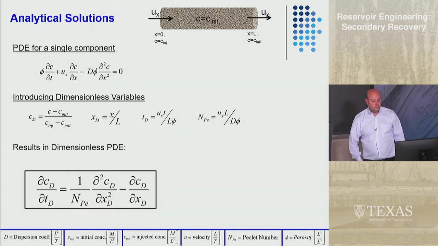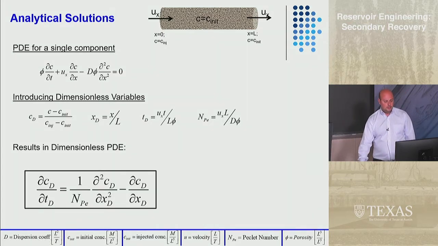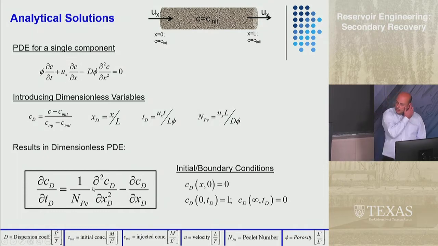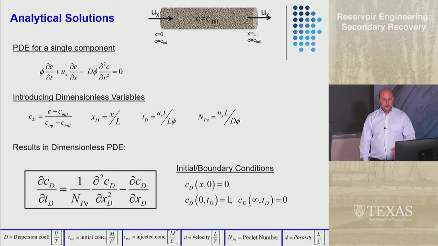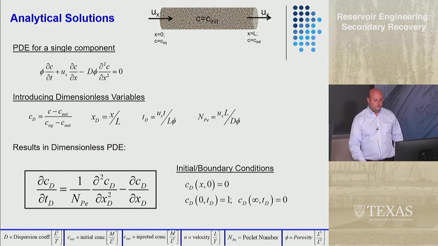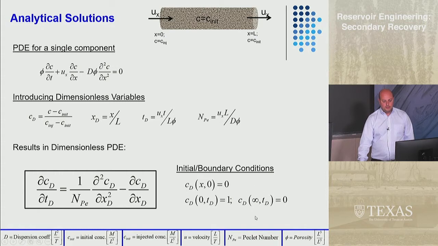This results in a dimensionless partial differential equation, which we write like this. Again, if the Peclet number is really large, then 1 over a large number is small, and then you can neglect it. And we have some initial and boundary conditions. So the initial condition is that the dimensionless concentration is 0, and then we inject a dimensionless concentration of 1, and then if you go very far away, then the concentration would be 0. Sort of an odd boundary condition because it's a finite length porous medium, but we're defining this boundary condition as if it were an infinite or semi-infinite domain.